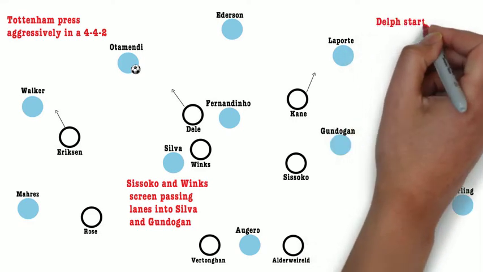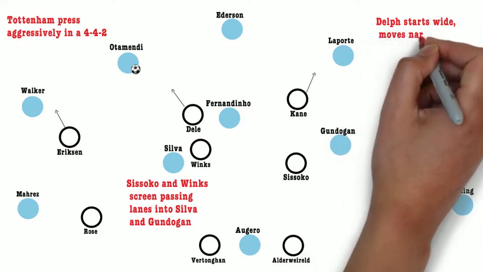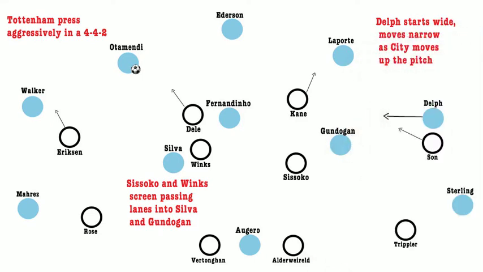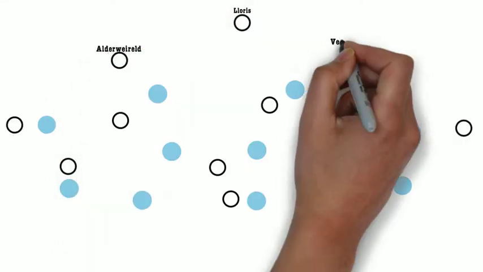Guardiola once again started the game with Delph as an inverted wingback, and this narrowness allowed Son to position himself narrow in the press and left fewer spaces between the Korean and Winks for Silva to play into.